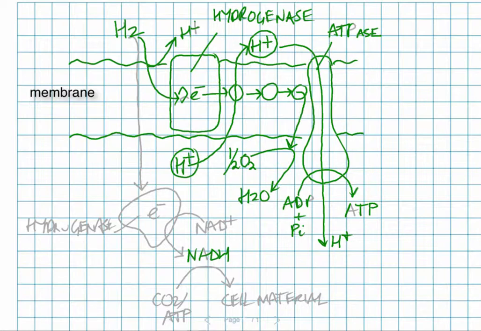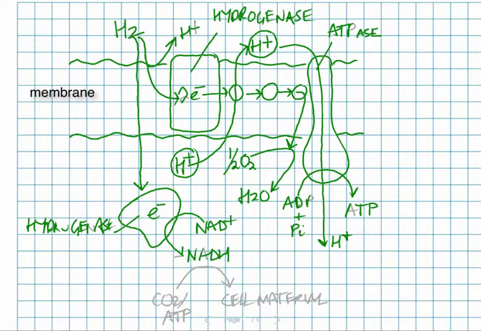So how does that work? For that, we're going to allow the hydrogen to diffuse into the cell, and that can be bound by a second hydrogenase, the cytoplasmic hydrogenase. I'll just call that one hydrogenase again. And that enzyme is able to take electrons from hydrogen gas and use them to reduce NAD+ to NADH.